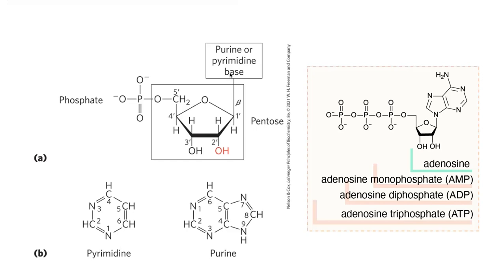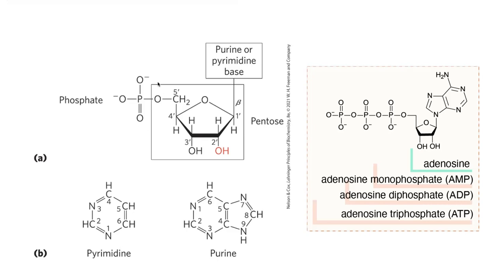At the 1' position, our sugar is going to be attached to our nucleobase, our nitrogenous base, our purine or our pyrimidine. This is where we're going to basically get that A, T, G, C, or U. That's this part. And that's the part that's going to make specific base pairs. But that doesn't mean that the rest of it isn't important.